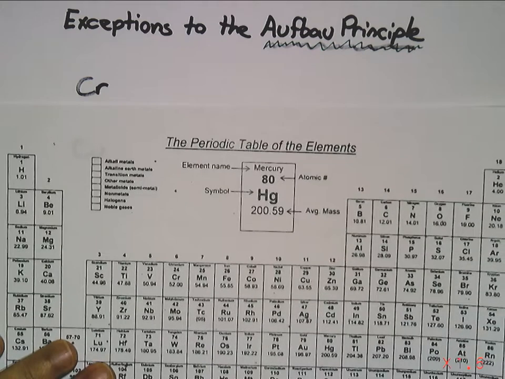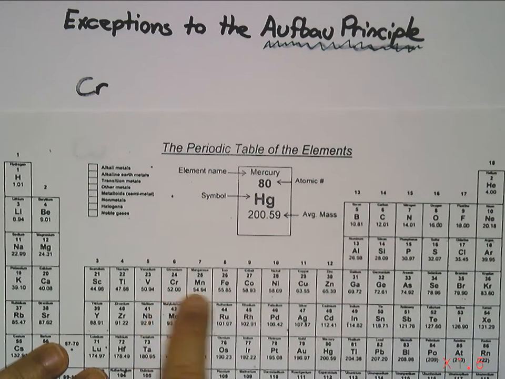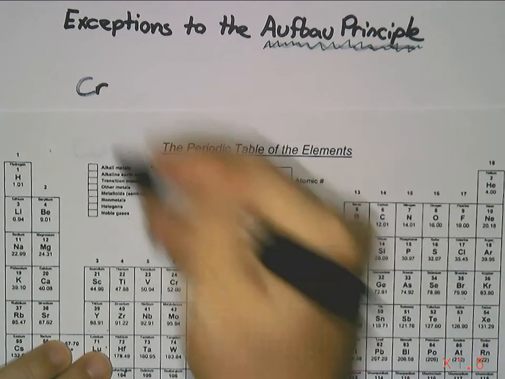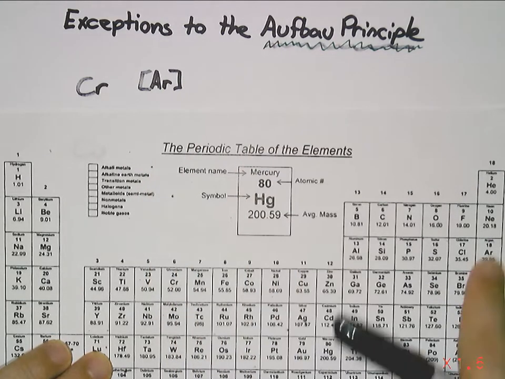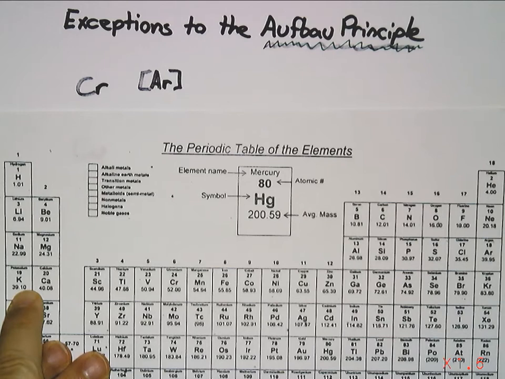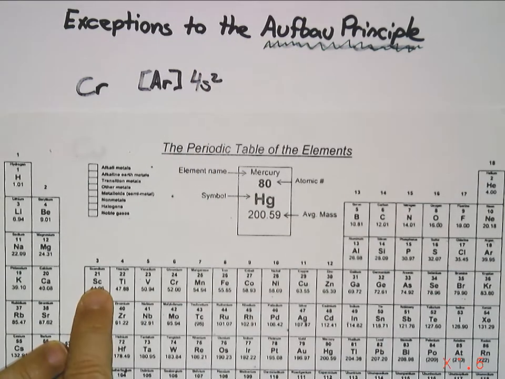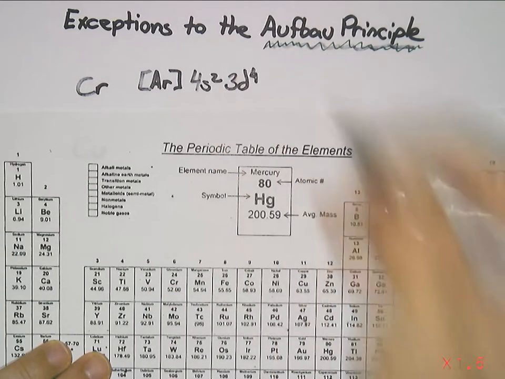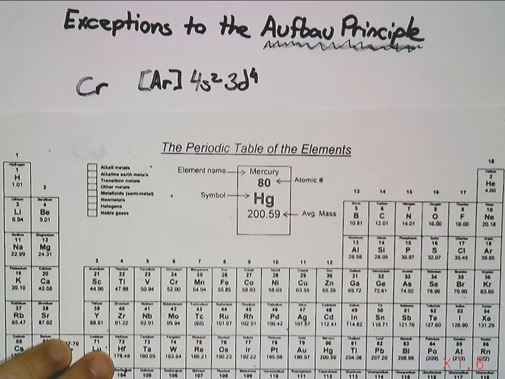Okay, so if I look at chromium, it's here, and if I look at the end of the previous period, its core is argon. So after argon, I'm going to count up to chromium. I'm in the fourth row in the s block, so this is 4s1, 4s2. And then I have 3d1, 2, 3, 4. So this is the configuration that the Aufbau principle, the building up procedure, gives me.